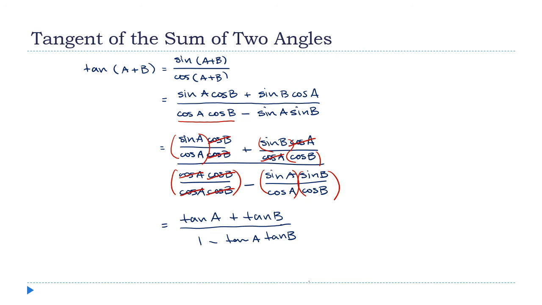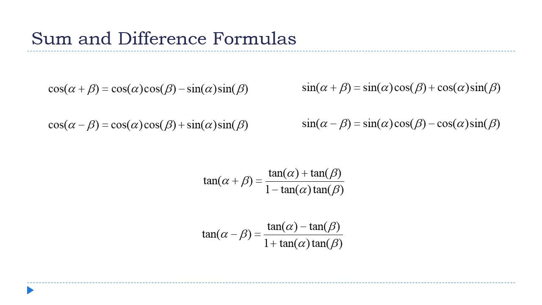Okay, so that leaves one more. That leaves the tangent of A minus B. And I'm not going to do that one. I'm going to leave that one. I want you to try that one on your own. See if you can work through the same kind of reasoning that we just did here with the tangent of the sum. All right, so what I've done here, I've just summarized everything.